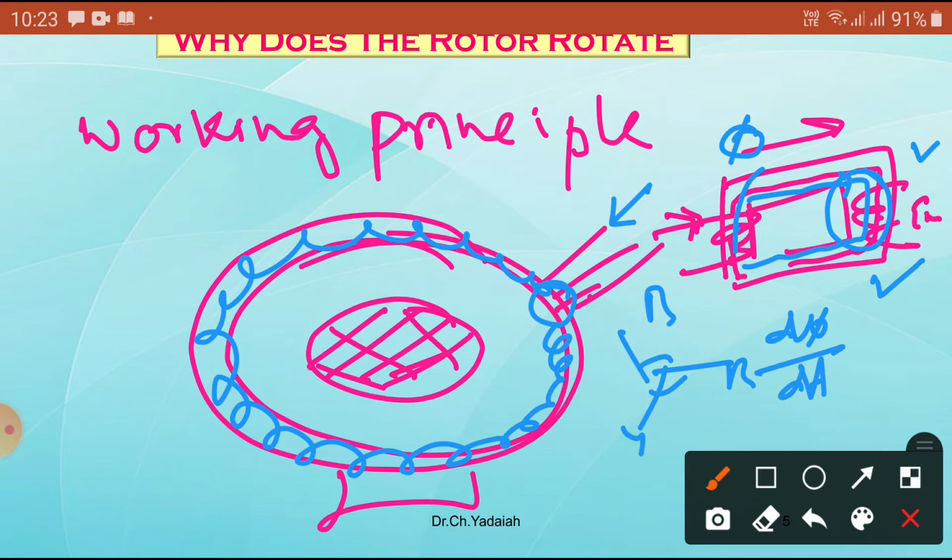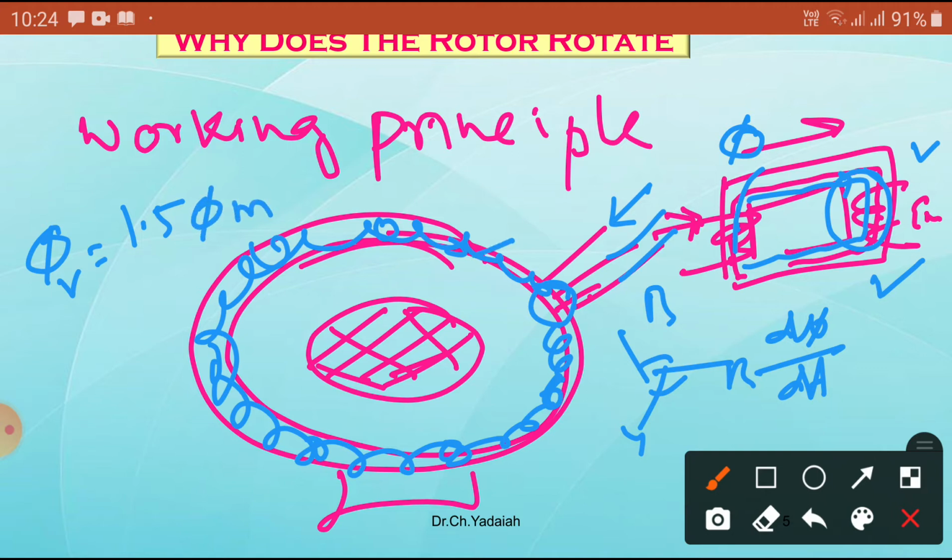Then the field changes. It is rotating, for example, in the clockwise direction. That means whenever the three-phase supply is given to this, it produces a rotating magnetic field. That resultant magnetic field is called phi r, equal to 1.5 times phi maximum, the flux produced by any one phase.